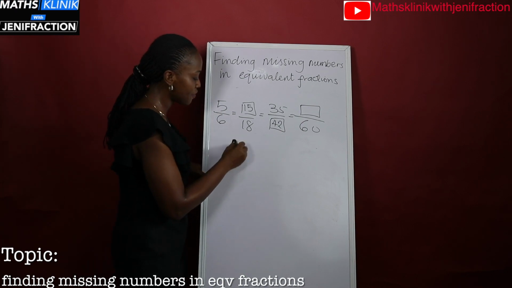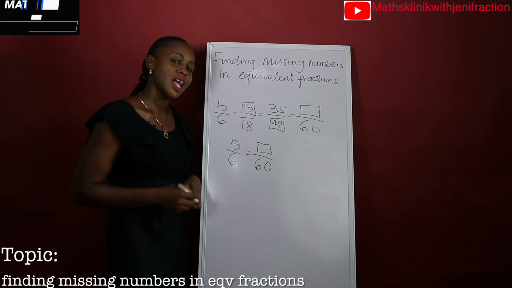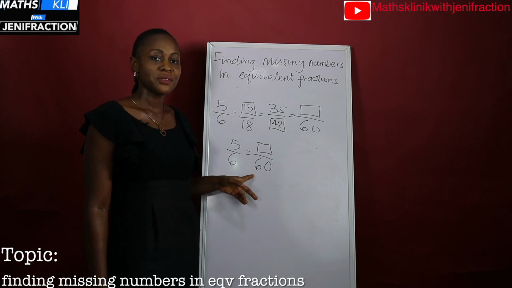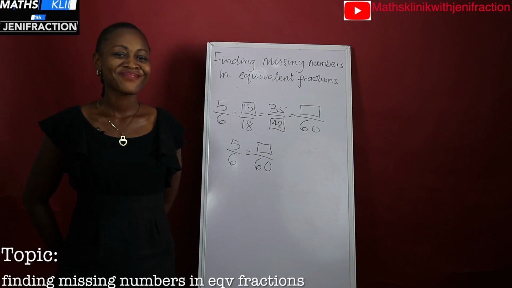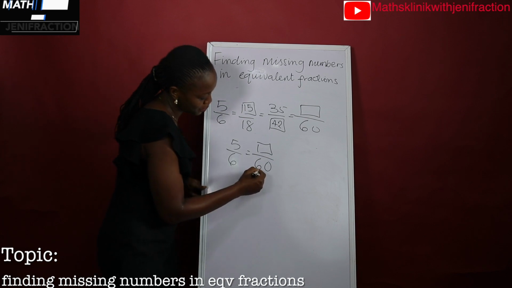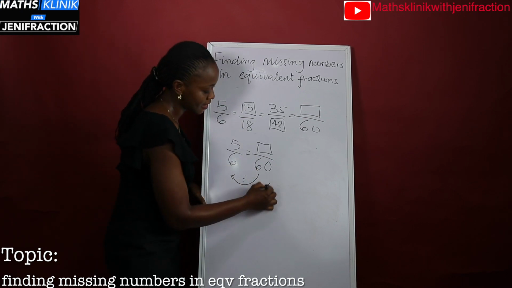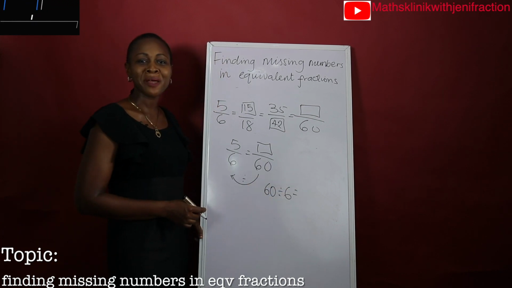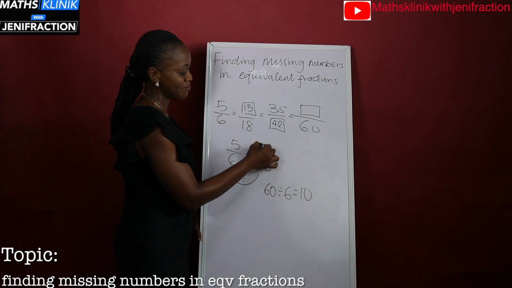Let's take the last one. We have 5 over 6 equals box over 60. Now, wherever you are, I want you to go along with me as we take the last one. You take the steps one by one. So what's the first step? Good. We divide our denominators. So we say 60 divided by 6. And 60 divided by 6 is what? 10.